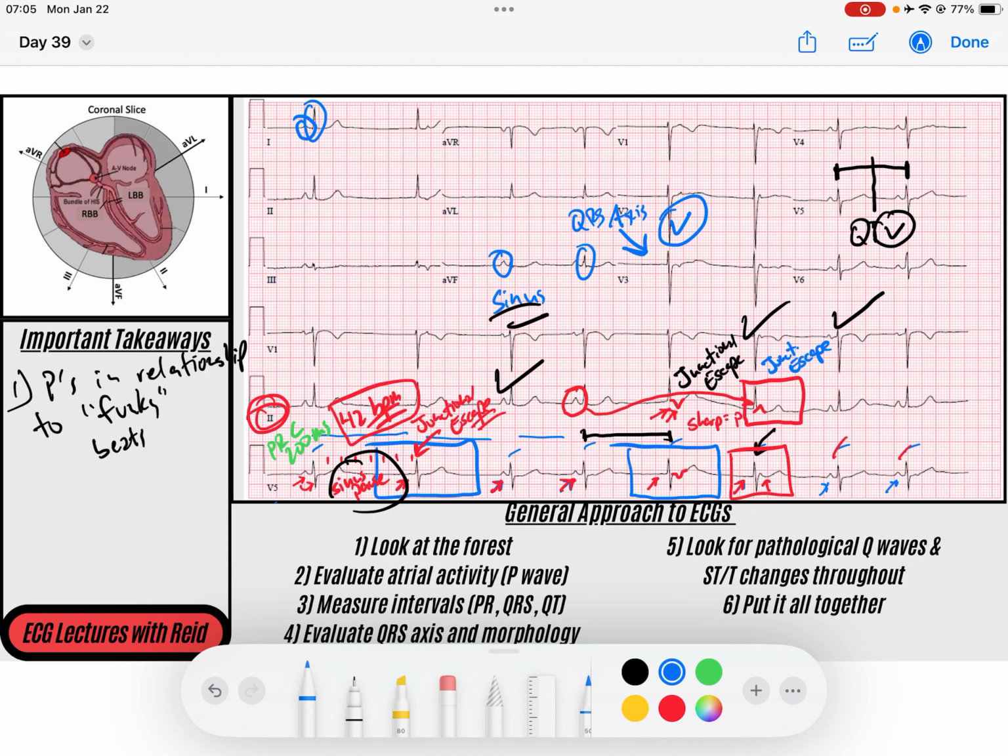So you always want to determine, when you have funky beats, if the P waves are before or after, are they retrograde or are they sinus? And that helps you understand what is the relationship of the atria to the ventricles. Are they attached, or are they conducting in synchrony, or are they both conducting sporadically because of escape or premature beats? So I hope this review helped you out.